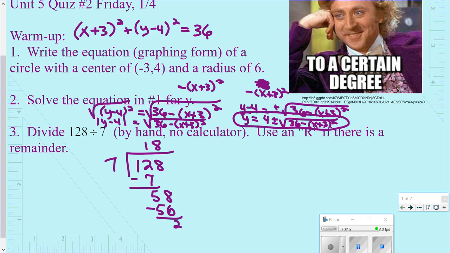And then you learned originally to just write the big R for the remainder, 2. Eventually you learned to put the remainder, which is 2, as a fraction over the divisor, which is 7. So 18 and 2/7 is another way that you learn to write that, or you may have even written 18 plus 2/7. Either is fine. Okay, so that's what we did to start class today.